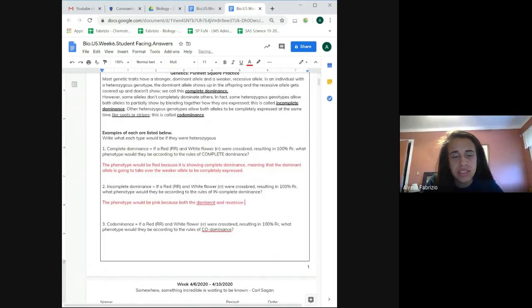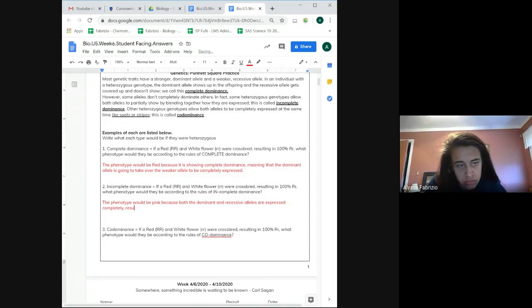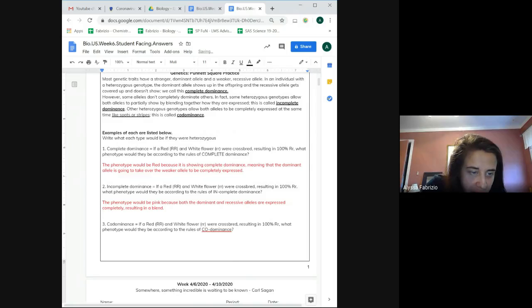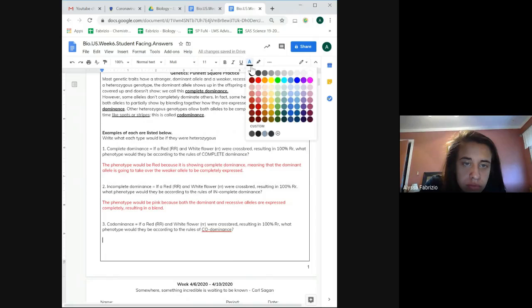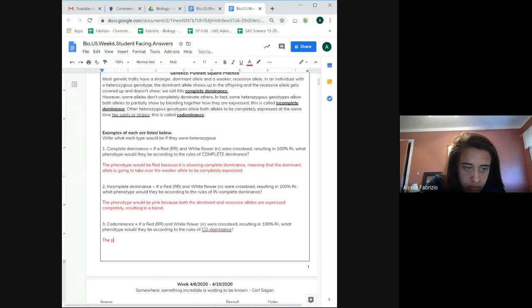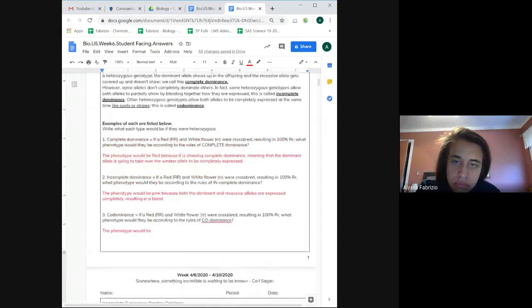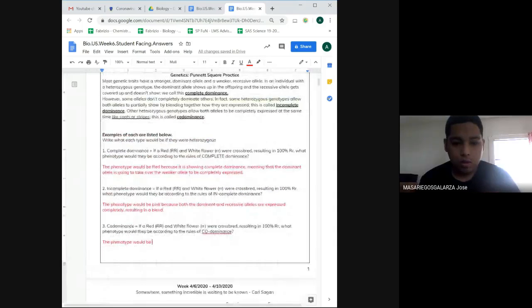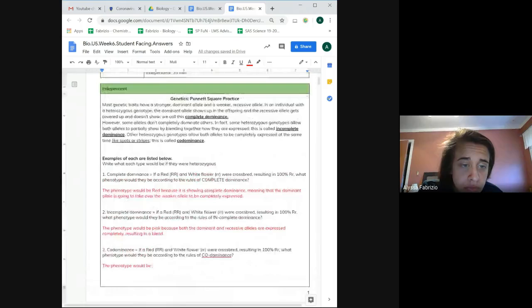Both the dominant and recessive alleles are expressed completely, resulting in a blend. Very good. What about codominant? If a red and white were crossed, it would still be red, right? Red? Right? It would be red.